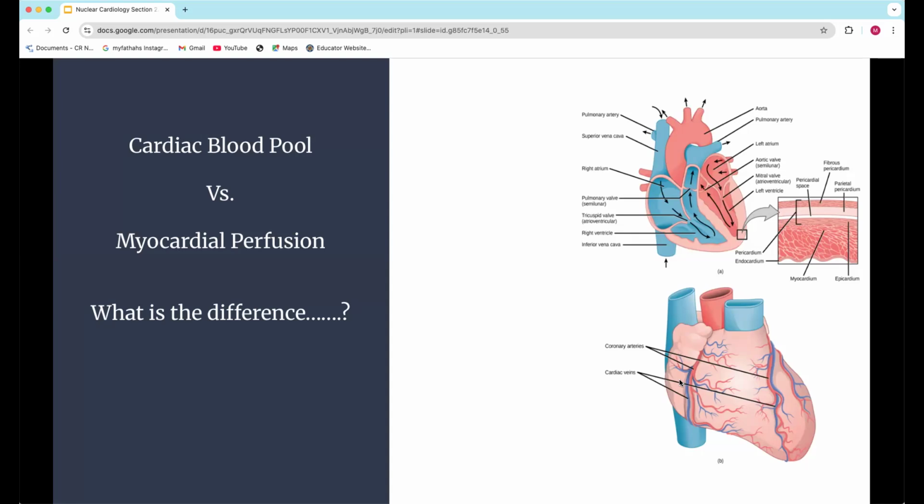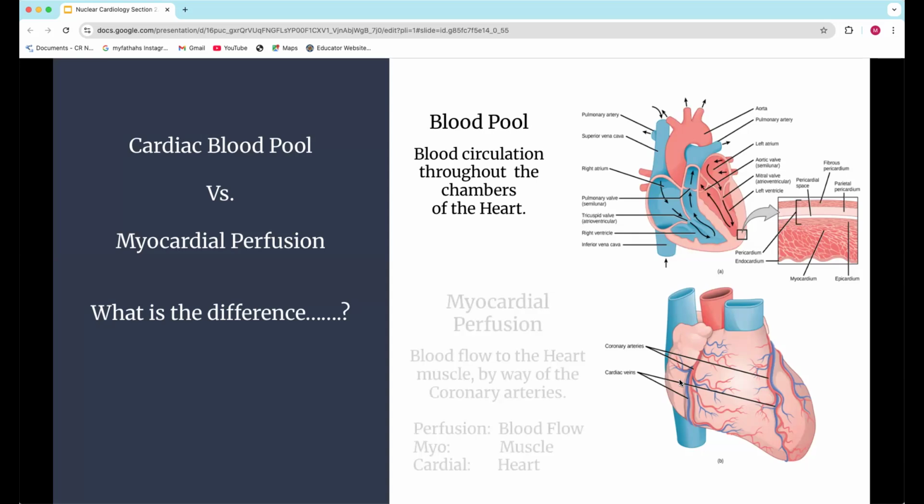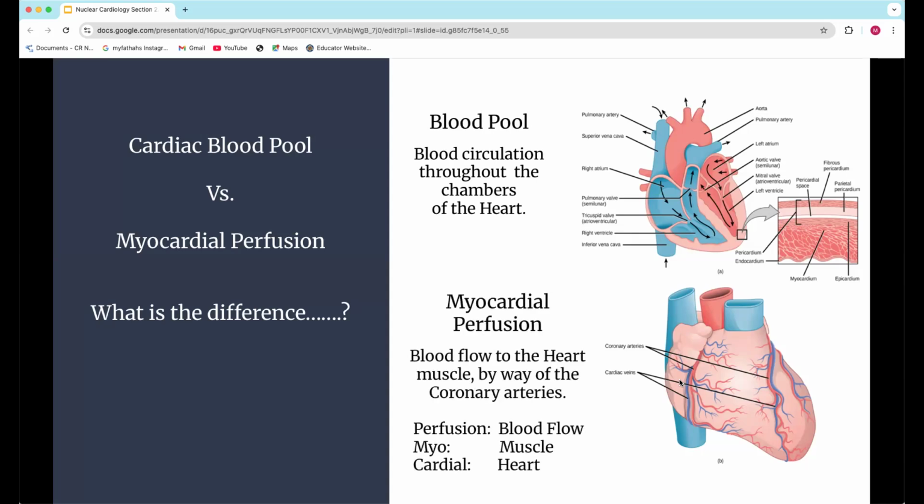That was awesome. That's the real idea here, that blood pool is circulation through the chambers, just like you said. And then myocardial perfusion, we're actually looking at the blood flow to the muscle of the heart. If you break apart the word myocardial perfusion, myo is muscle, cardial is heart, and perfusion literally means the blood flow or the blood supply to something, right? So myocardial perfusion is the blood supply that comes through the coronary arteries and then perfuses into the heart muscle itself. So that's what we're imaging this time.